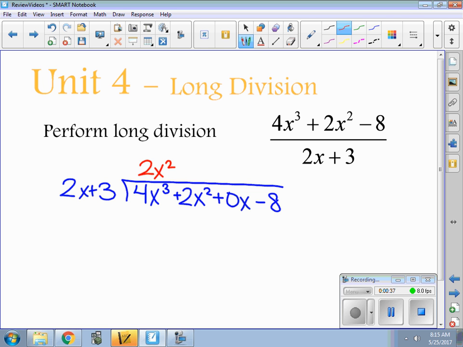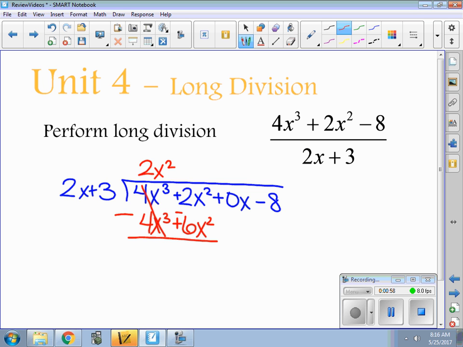And then we take that 2x squared and we distribute it to everything on the outside. So 2x squared times 2x is 4x cubed. And 2x squared times 3 is 6x squared. We're going to subtract each of those, just like we do with long division, and what's going to happen is every time the first term will cancel out. That's the idea of why we chose to do that number up top.